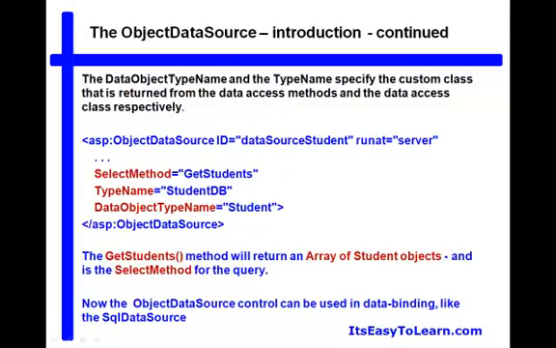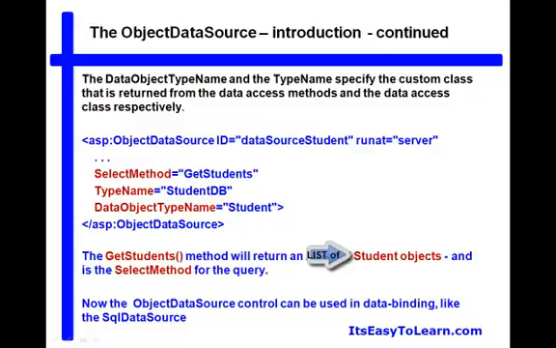The type name in the example is StudentDB, which is the data access class, and the data object type name is called student, which is what is returned from the data access methods. The getStudents method will return a list of students and is the select method for the query.